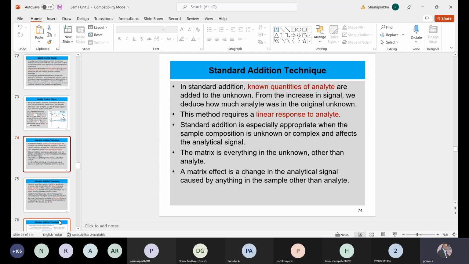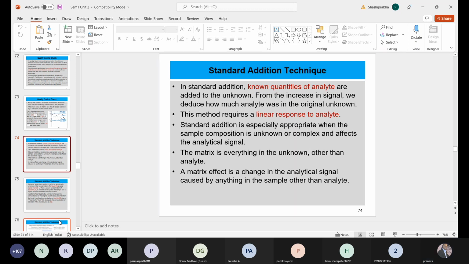In standard addition, known quantities of analytes are added to the unknown. From the increase in signal, we deduce how much analyte was in the original unknown. This is the whole essence of the standard addition technique. Standard means a standard addition to an unknown.